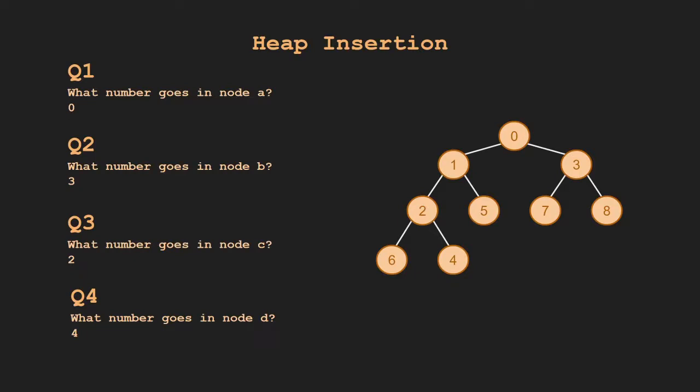The answers that I got were 0 is in node A, 3 is in node B, 2 is in node C, and 4 is in node D.